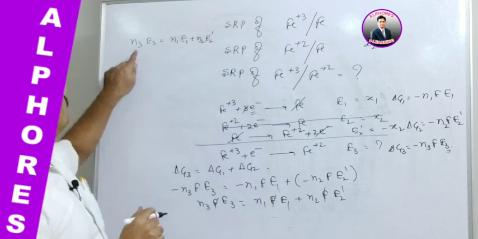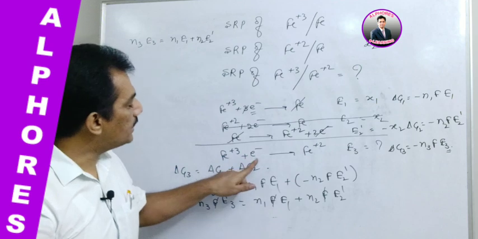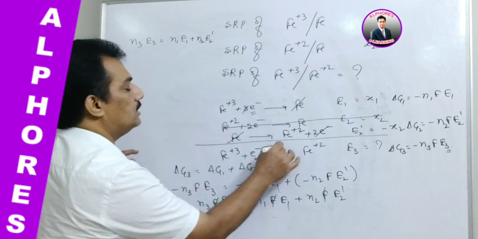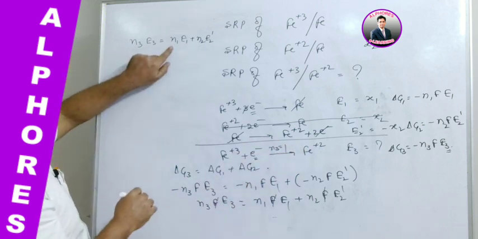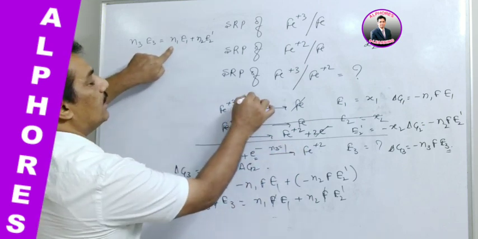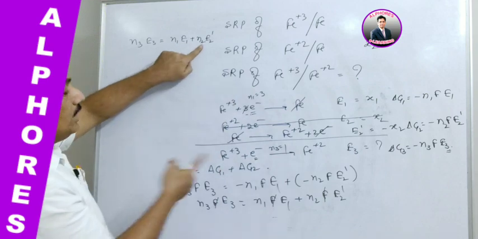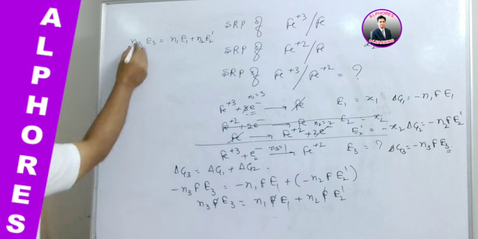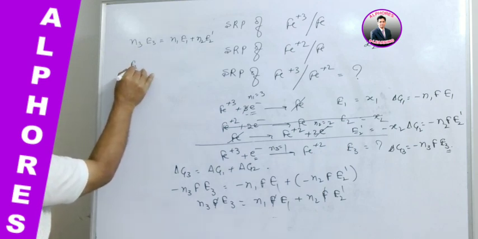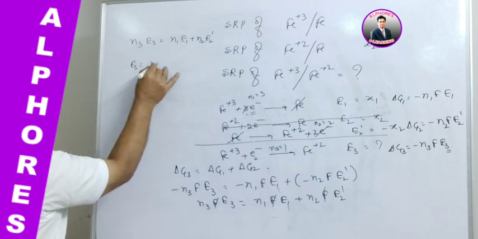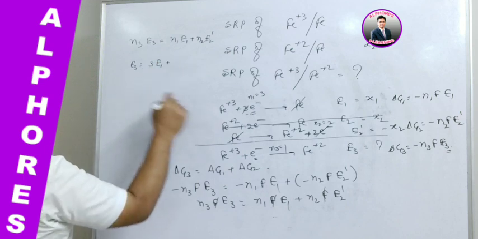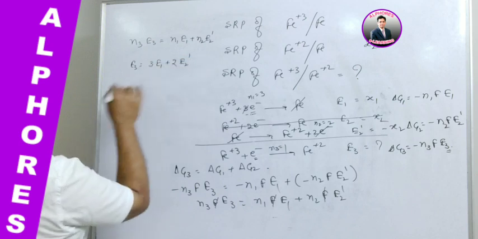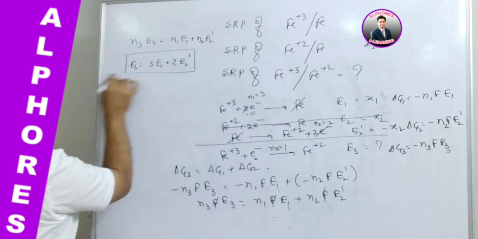Just observe, what is n3? In this reaction, the number of electrons is 1. So n3 is 1. And what is n1? This is n1. n1 is 3. And what is n2? 2 electrons. So n2 is 2. Let us substitute that. So here E3 is equal to n1 which is 3, into E1, plus n2 which is 2, into E2 bar. This is what we are getting.